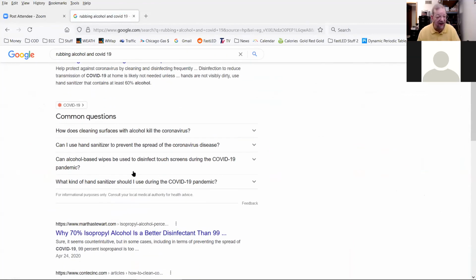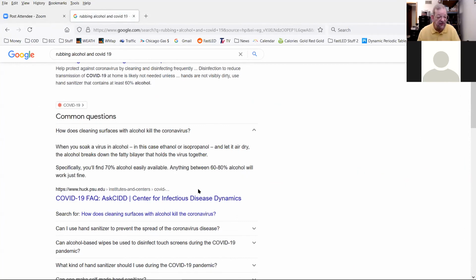And regular alcohol, if you use isopropyl alcohol, anything 60 to 80%, which rubbing alcohol is, it will kill. Specifically, you'll find 70% alcohol available. Everybody see that on their screen right now? Yep. And it will kill it, isopropyl or ethanol, on a surface.